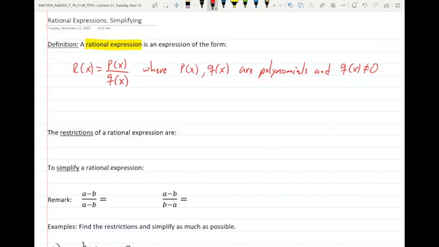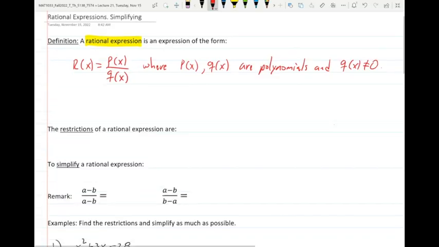It's just something that visually looks like a fraction, but now the top and the bottom are polynomials, okay? There is no radical involved, nothing weird going on, just polynomials in the top, polynomials in the bottom. In particular, rational numbers are rational expressions, because remember, numbers are polynomials, okay?